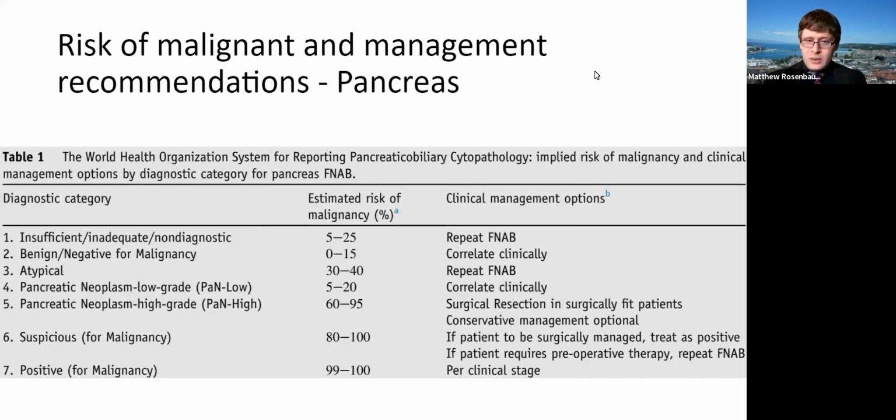On the other hand, positive and suspicious is very, very high risk for malignancy, as is the group 5, which is pancreatic neoplasm high grade. So basically that's going to be what I think is a mucinous neoplasm or neoplastic population of cells, or what we call high grade atypia, which I'll talk a little bit about. As you can imagine, the low grade and the atypical are kind of in the middle there.